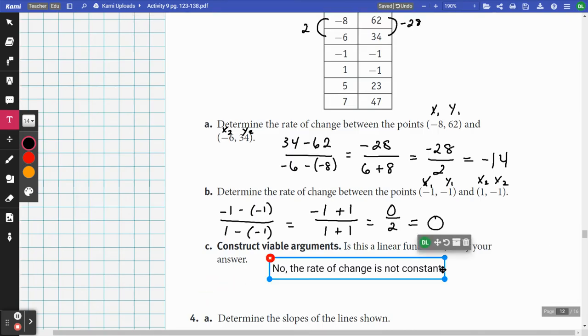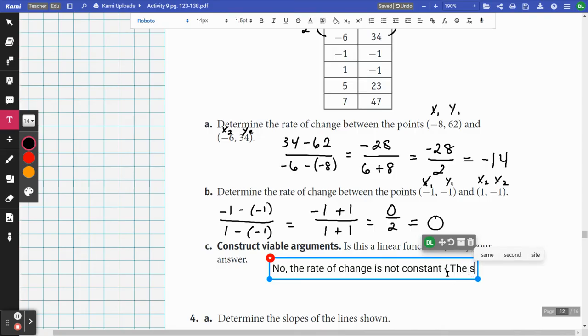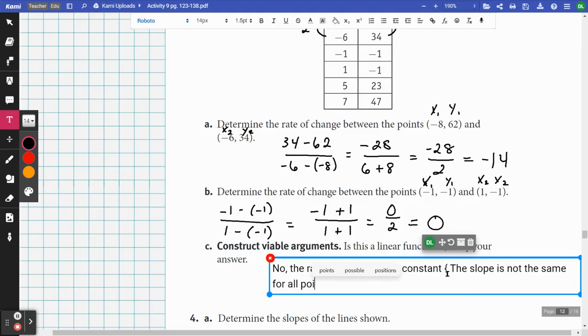The rate of change is not constant. Another way of saying this is that the slope is not the same for all points. That's just another way of saying the rate of change is not constant. The slope is not the same for all points.